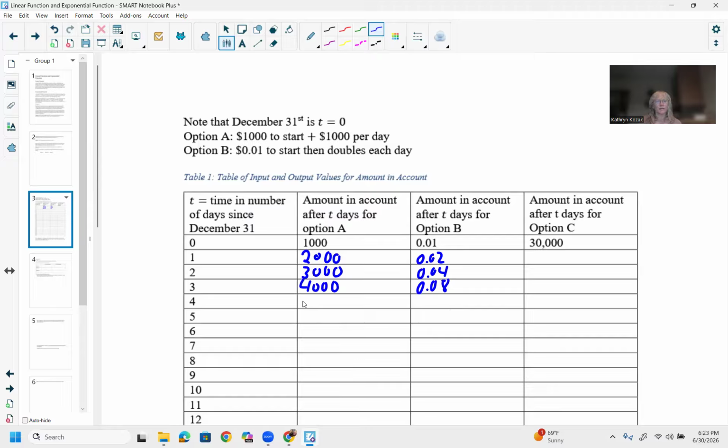We're going to keep the same pattern. Day 4, you're going to have $5,000 in that account because another $1,000 was added. We're going to now double that, so it's now 16 cents. Day 5, you're going to add another $1,000. Going to double it, 32 cents. Day 6, another $1,000, double it is 64 cents. Day 7, you're going to have $7,000 in there.